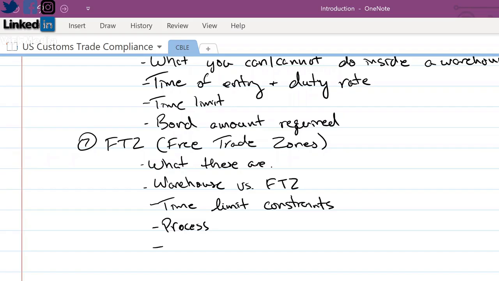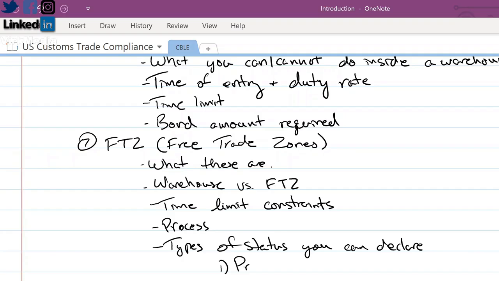Under the FTZs, we're also going to be talking about the type of statuses that you can declare. This can either be privileged, non-privileged, domestic, or zone restricted.